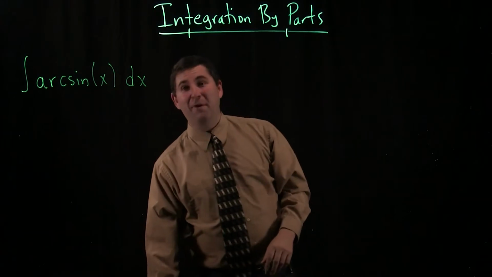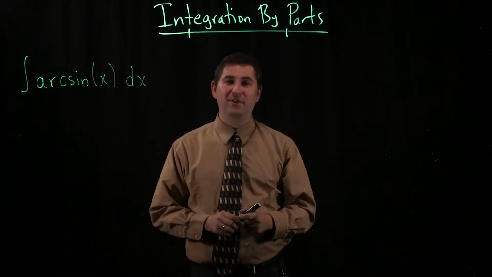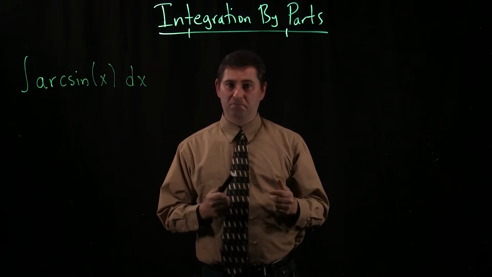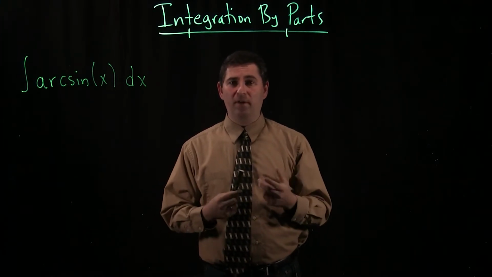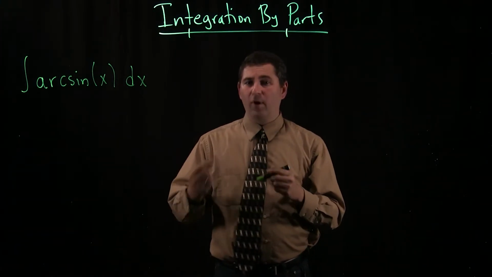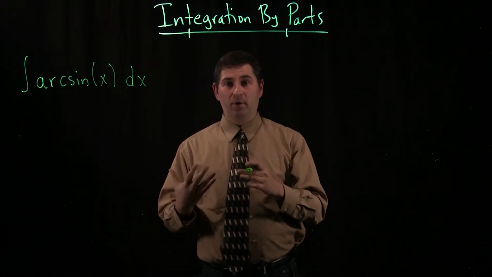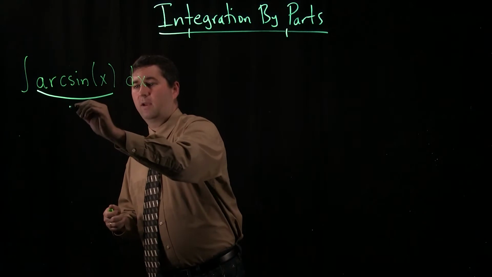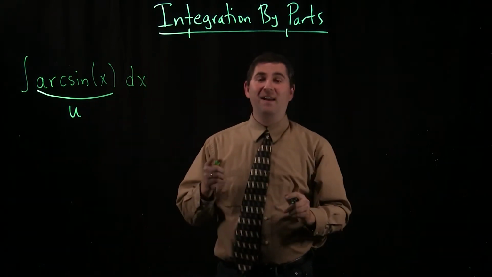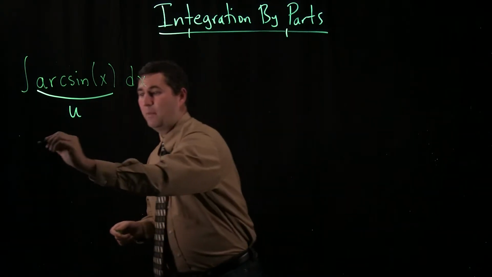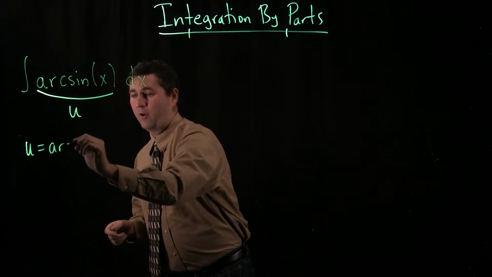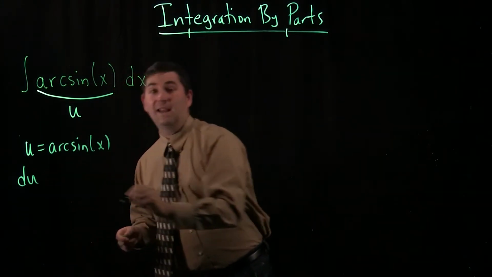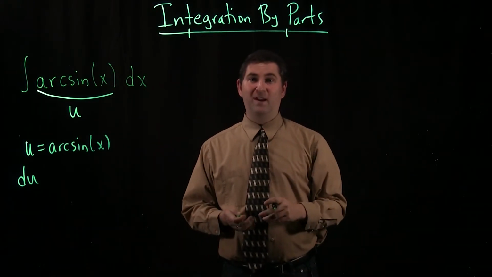I don't know an antiderivative for the arcsine function, but I do know a derivative of the arcsine function. So how can I use integration by parts? Well, in integration by parts, you're going to set one part of your integrand to be u. So let me call the arcsine my u. Why? Because the next step when I make my table, u equals arcsine of x, is to compute du, meaning I need to take a derivative of arcsine of x.